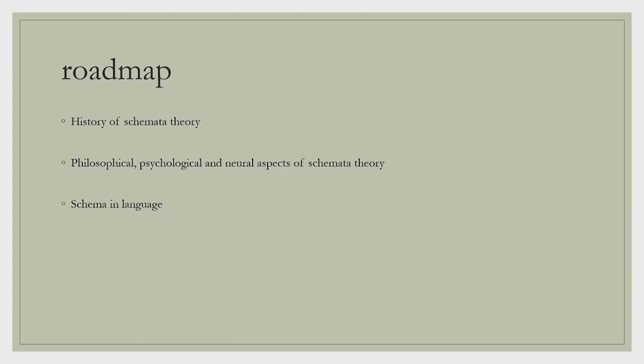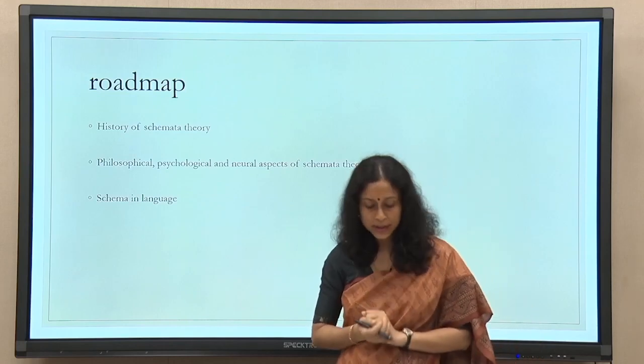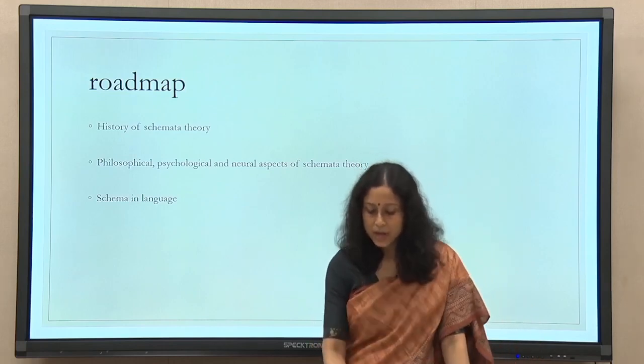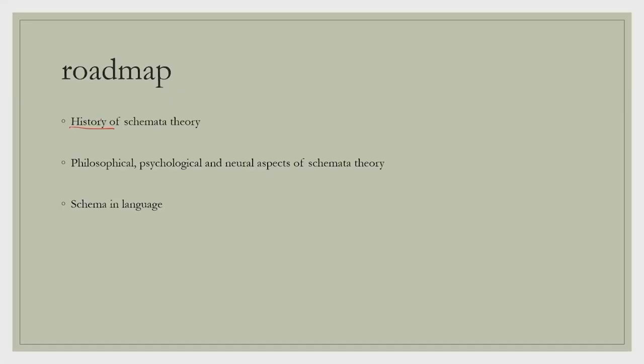So, like every other module, we will have a roadmap to follow in this. As we see, we will first and foremost chart the history of schemata theory. Of course, this has to be also in brief due to brevity of time. That itself makes a very interesting understanding and story in itself. And then we will look at the idea of schema or schemata from various other disciplines apart from language. Language is of course our primary focus, but we will look at the philosophical underpinning, the contribution of psychology as a discipline, cognitive psychology to be more precise, and also the neural aspect of schema theory.